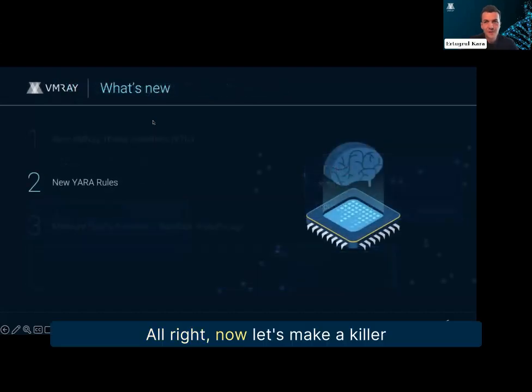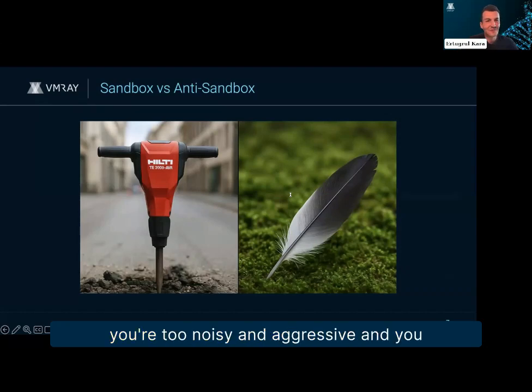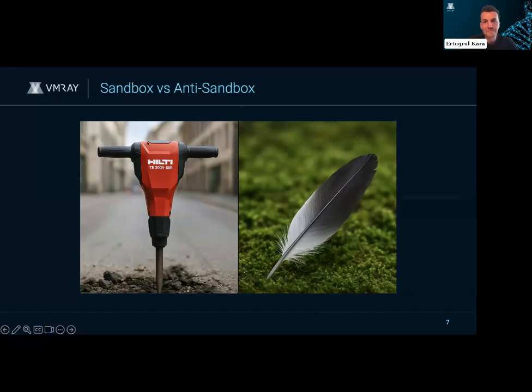All right. Now let's make a killer transition to YARA rules. And I mean, basically malware plays that when you're too noisy and aggressive. And when you're trying to break it apart, that's the takeaway from this image. And usually when we talk about anti-sandbox detection, we think about VTIs. And that's still true, but this time YARA rules give us a hand too, and help us catch some anti-sandbox tricks directly.